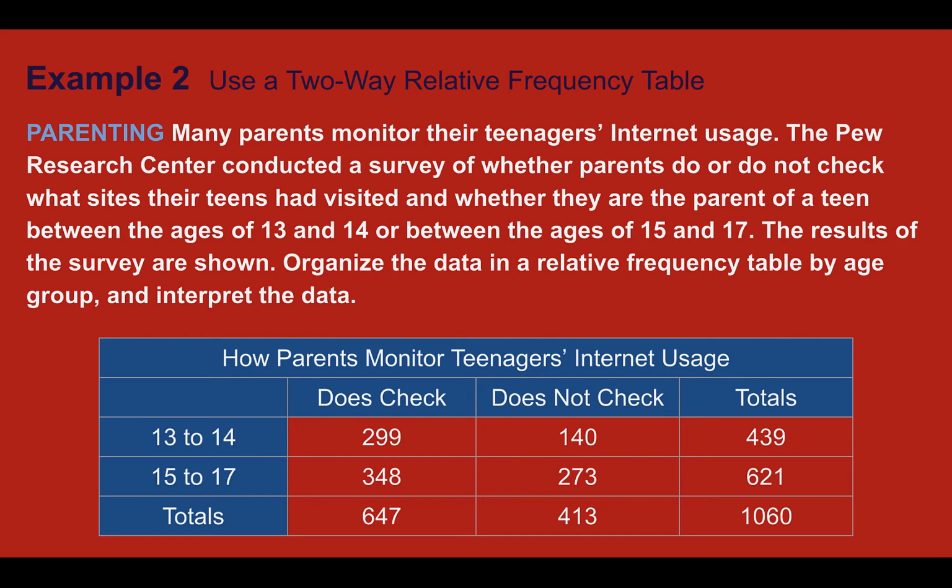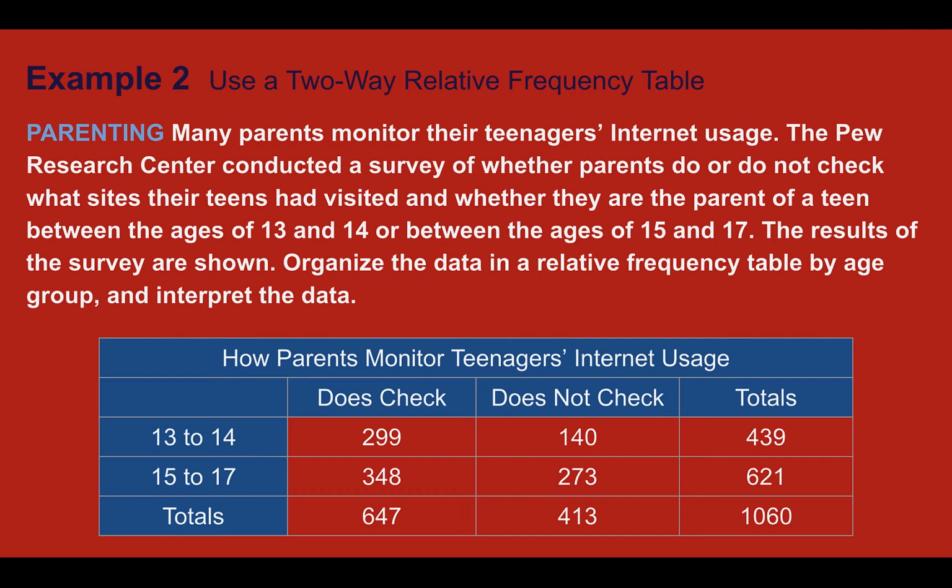Example 2. Use a two-way relative frequency table. Our real-world context is parenting. Many parents monitor their teenagers' internet usage. The Pew Research Center conducted a survey of whether parents do or do not check what sites their teens had visited and whether they are the parent of a teen between the ages of 13 and 14 or between the ages of 15 and 17. The results of the survey are shown. Organize the data in a relative frequency table by age group and interpret the data.